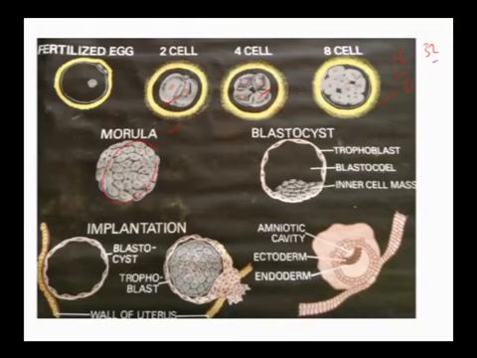So morula is the first stage of embryonic development. Now the morula goes on to further development, which we call blastula. Morula is a solid ball of blastomeres. So later it develops a cavity.